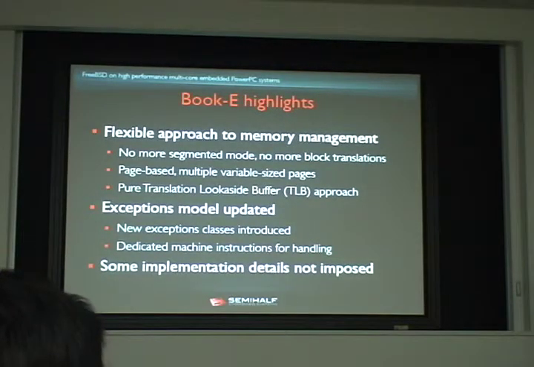Book E highlights are the following. The main and foremost difference against the traditional PowerPC definition is the approach to memory management. From this perspective, it looks like a completely different processor, because the Book E memory management is completely different from the traditional PowerPC. We've got no more segmented mode of operation, and we do not have block translation as known and more established in the old PowerPC. There's a purely TLB-based approach. We've got pages of multiple sizes, but there's no hash mechanism at all.